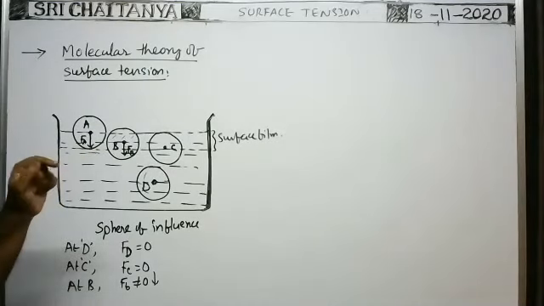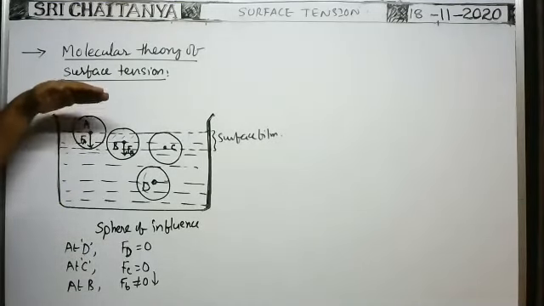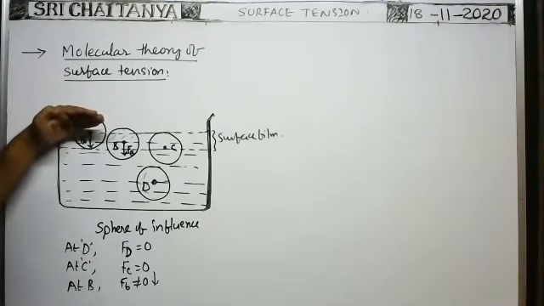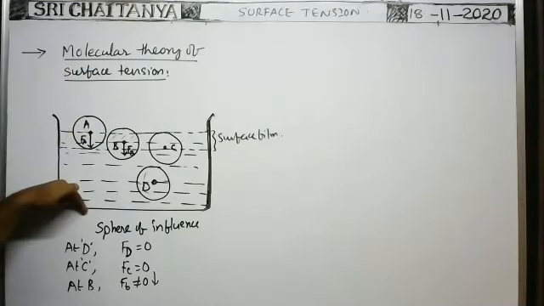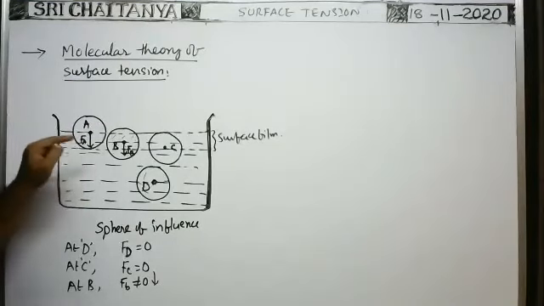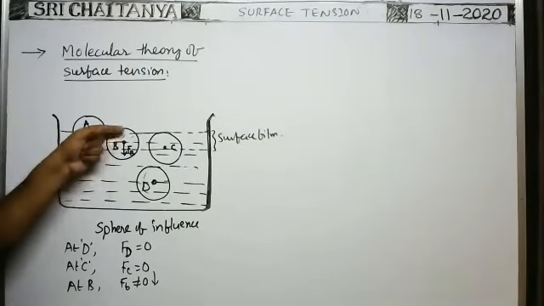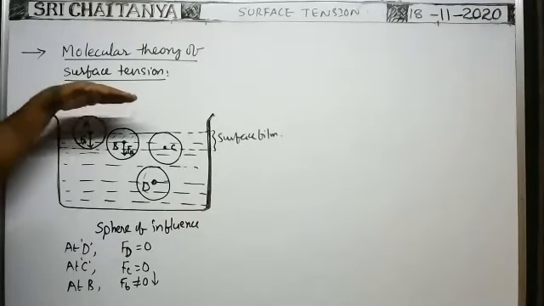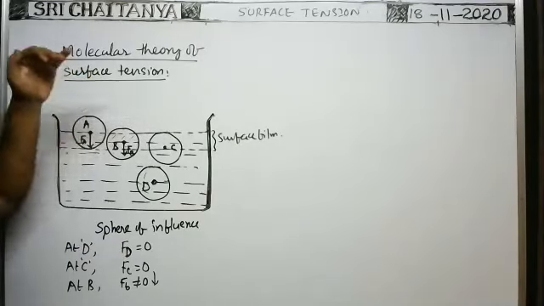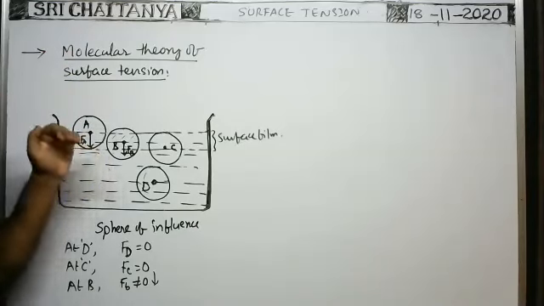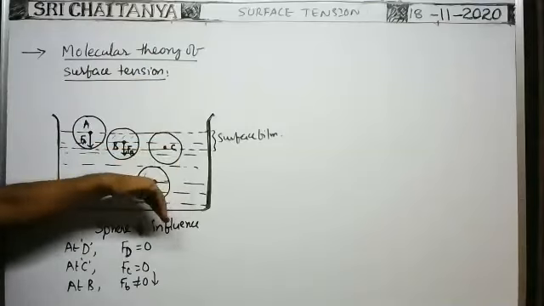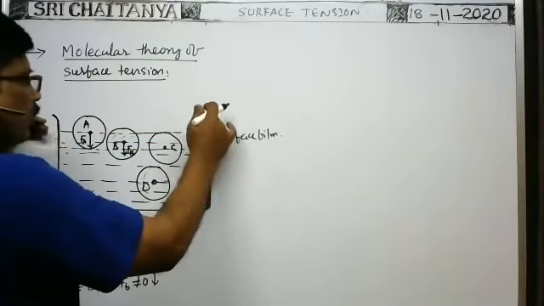This is a very, very important point. The molecule that lies on the surface of the liquid in a beaker experiences more cohesive force down into the liquid than the molecules lying just below the surface. That's why the molecules on the surface experience more cohesive force into the liquid. Due to that, every molecule on the surface of the liquid tries to come into the liquid, and the surface of the liquid becomes very smooth.